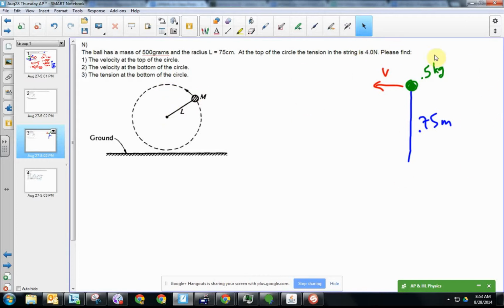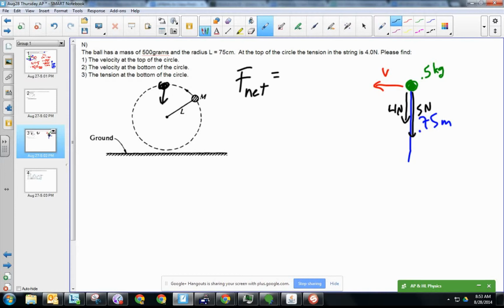So the first thing we want to do is draw a little vector picture that helps us understand that, and then add our two vectors. We have a downward vector due to tension, which is 4 newtons. We also have a downward force vector of 5 newtons that's due to gravity. And so the net force acting on the object when it's at the top is 9 newtons, because both of those are acting downward. We're just going to say 5 newtons plus 4 newtons, and we've got 9 newtons total going downward.